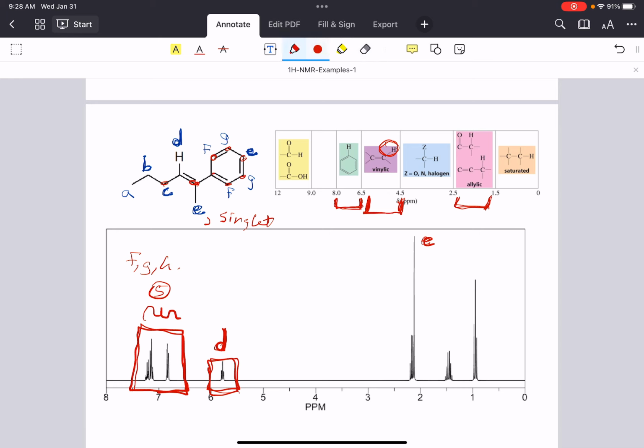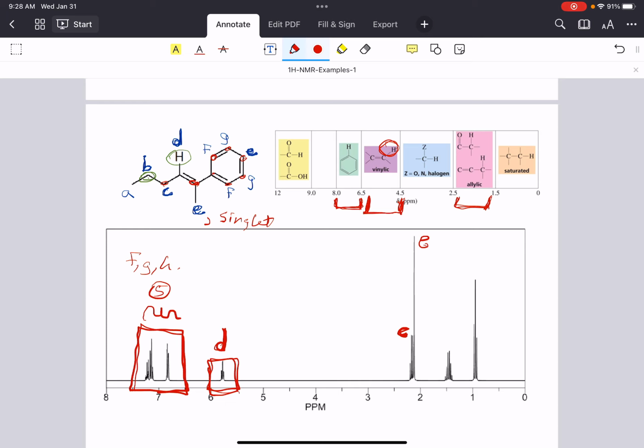If I look at C, it has 1 neighbor here and 2 neighbors here. So I should expect this to appear as a quartet. And what we see for signal C, we can actually see that little quartet here buried underneath the singlet that's coming from signal E. And so that takes care of signal C.